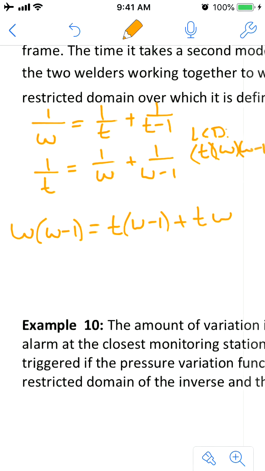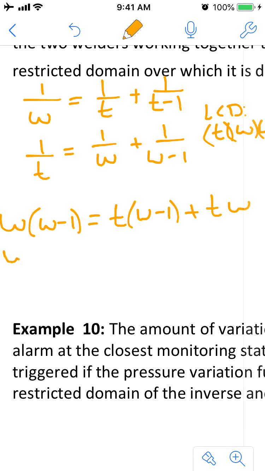Alright, but from here, I'm going to get rid of those parentheses. I have w squared minus w equals tw minus w plus, minus t plus tw. Okay, cool. Once again, I'm solving for W. Remember that, I'm solving for W. W is the function, so I want W.